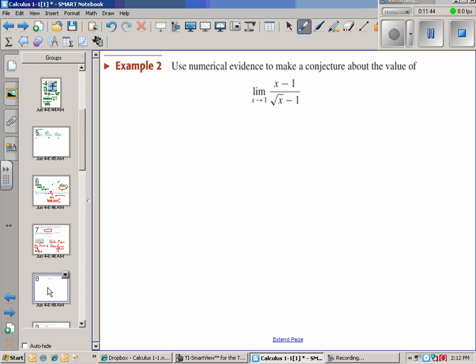So we want to use numerical evidence to make a conjecture about the value of the function, the limit, as x approaches 1 of x minus 1 over the square root of x minus 1. The first thing you should be seeing is I can't just plug in 1. So we want to take substitution off the table. My only other option is to use my graphing calculator.